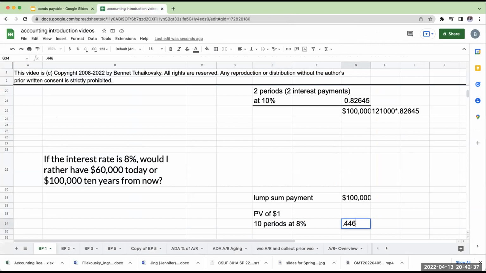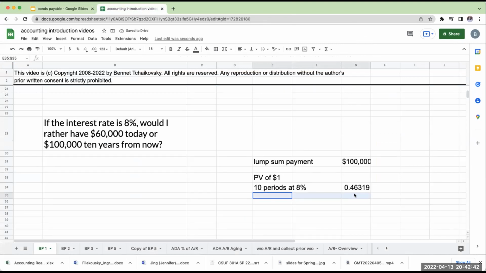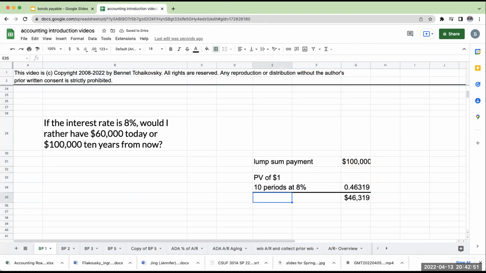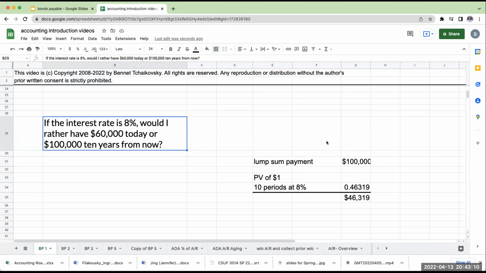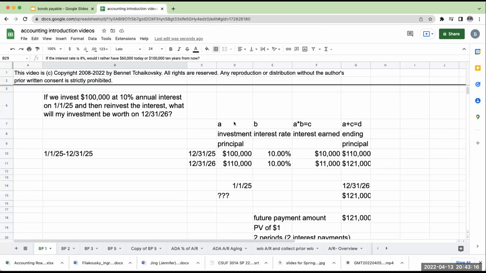So let's go back to our table. Right over here, 0.46319. So the value of that $100,000 today is going to be 100,000 times 0.46319. This is going to be 46,319. So would I rather have 60,000 today or 100,000 10 years from now? You tell me. I'd rather have the money today, because even though the other amount is higher, if I can earn 8% on my money, I would rather have the 60,000 today because it's higher than the present value.